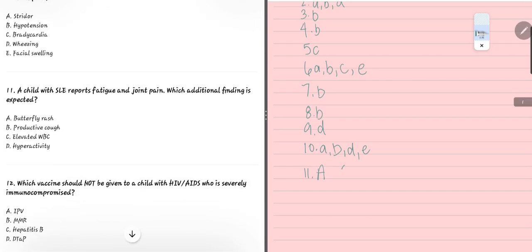Okay, 12. Which vaccine should not be given to a child with HIV/AIDS who is severely immunocompromised? IPV, MMR, hepatitis B, DTaP. They can't be given live viruses, and I think the only live virus on here is the MMR, so I'm going to go with B.